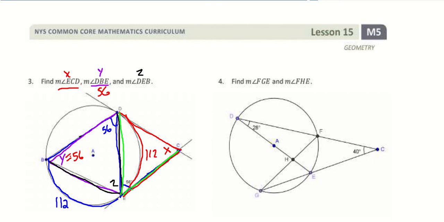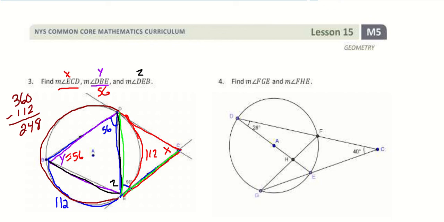Okay, and also important because this arc DE we traced earlier is 112, then I know the other side of the circle, all the way around over here, has to make 360 with that 112. So 360 minus 112 is 248 degrees. And now I can do the outside is different, and I can figure out what X is.